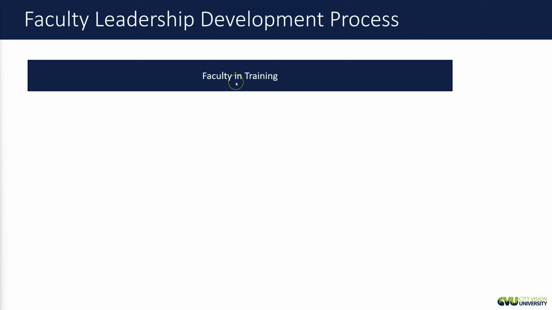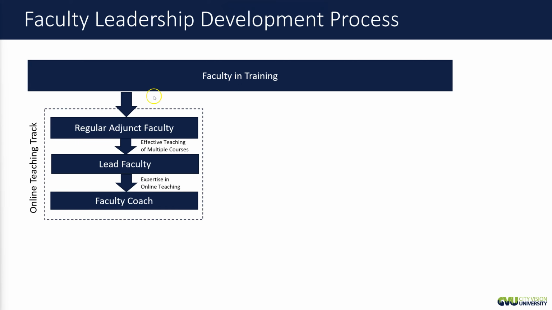So you start off as faculty in training with CityVision. Then you can become regular adjunct faculty after you've done that for a while, and you can do effective teaching of multiple courses. Then you can become lead faculty, and I'll talk about some of the roles with that. And then as you gain expertise in online teaching, you can become a faculty coach. So that's one track, our online teaching track.